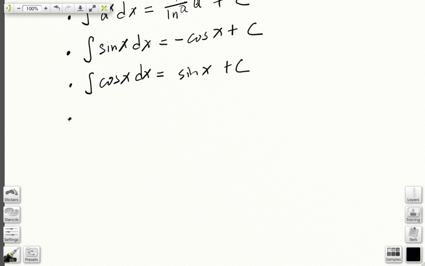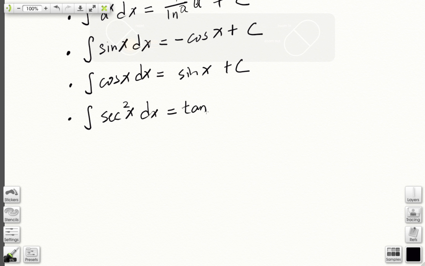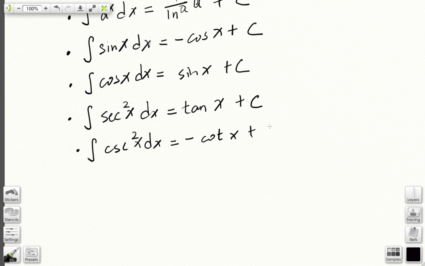Okay, so the next is the integral of sec of x squared dx equals, oh sorry, tangent of x plus c. The integral of cosec of x squared dx equals minus cotangent of x plus c.